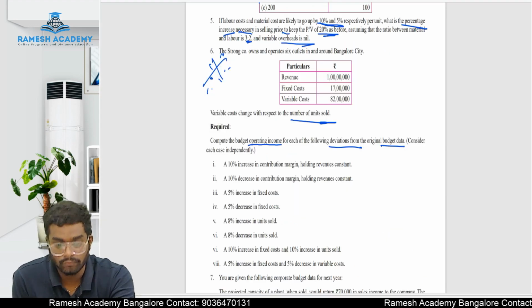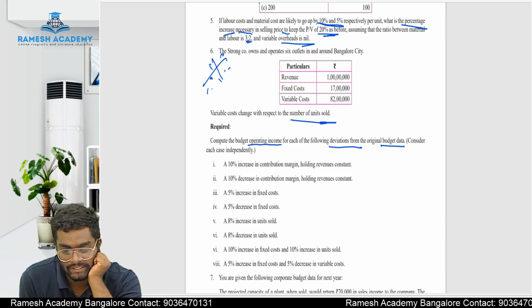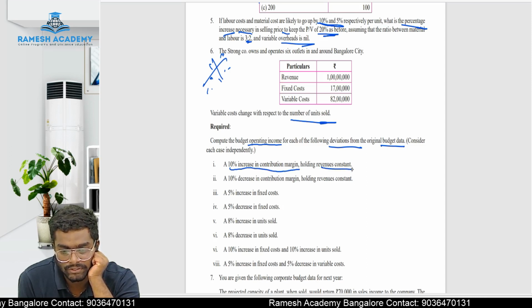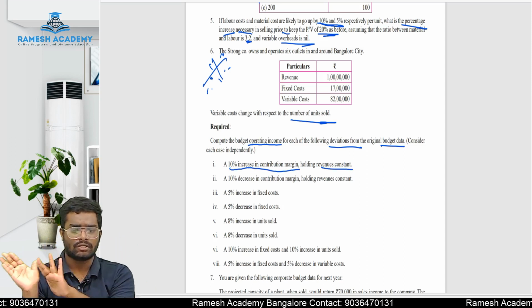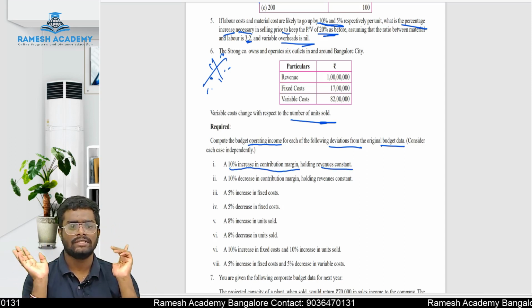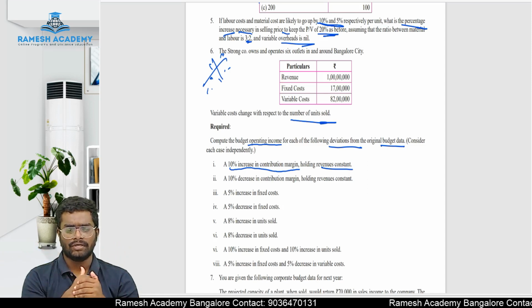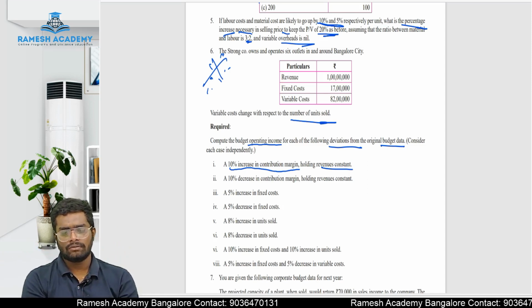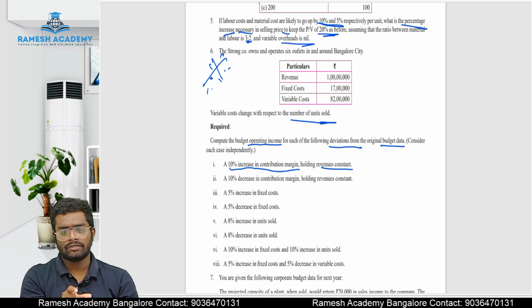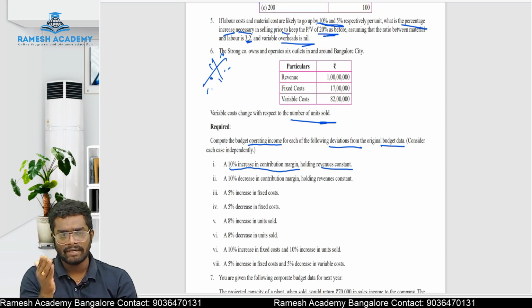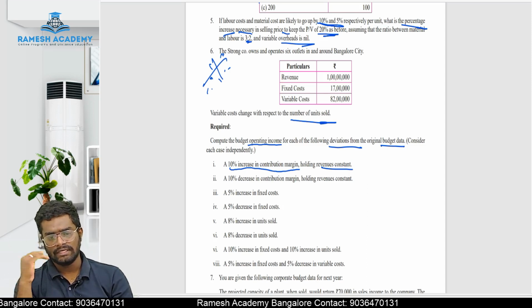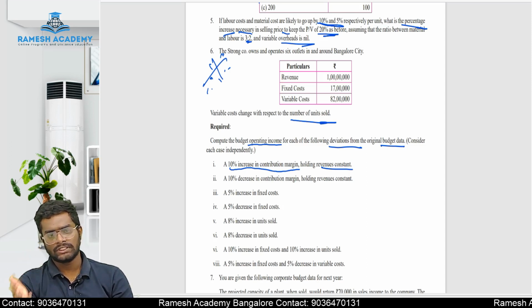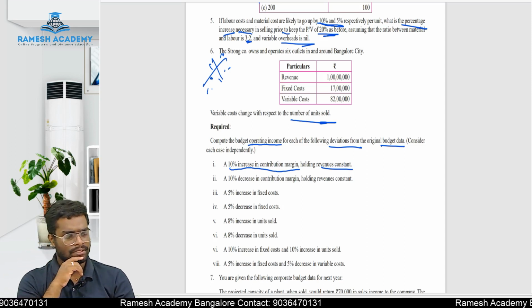Now what are they asking? Now we have to test each one of the scenarios. We have 8 scenarios. First, they're telling that a 10% increase in the contribution margin, holding revenues constant. Which means variable cost is coming down because revenue is constant, but your contribution is increasing. So try it out. Revenue will be 1 crore. Our contribution is 18 lakh. Increase it by 10%, which means 19 lakh 80. The balancing figure will be variable cost. Then deduct the fixed cost of 17 lakh and your profit will be 1 lakh 80. Simple. Please try.